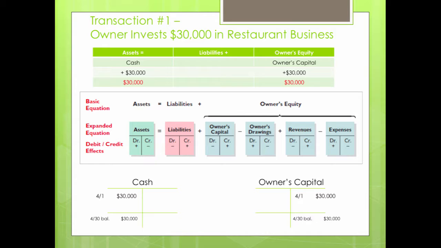And we determined that the investment will also increase owner's capital, so that will be recorded as a credit on the right side of the T account under the owner's capital account. And that's based on this visual here for owner's capital. In order to increase owner's capital, you credit that particular account.